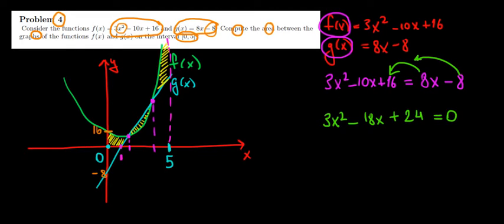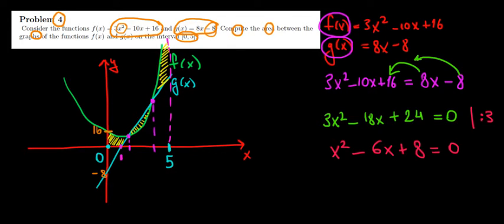Now, to make it simpler to solve, let's divide both sides by 3. So we divide both sides by 3, and we have 3x squared divided by 3. That's x squared, minus 18x divided by 3, that's 6x, plus 24 divided by 3 is equal to 8. And 0 divided by 3 is just 0.